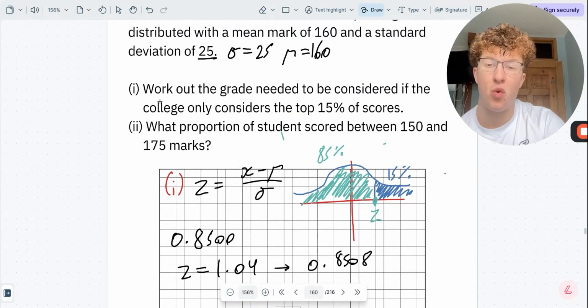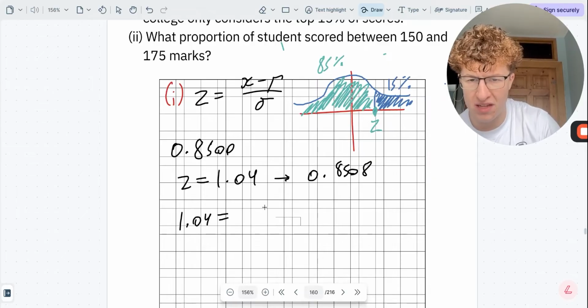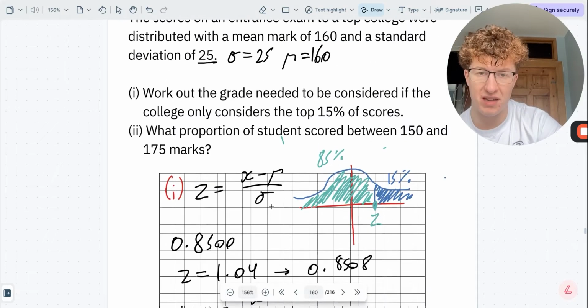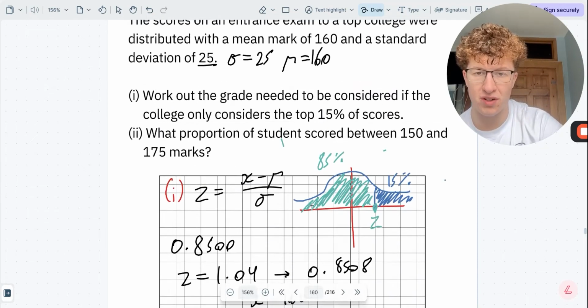Now, the question asks, what grade do they need to be considered? So we're going to have 1.04 is equal to x minus the mean. The mean is 160 divided by the standard deviation, which was 25.